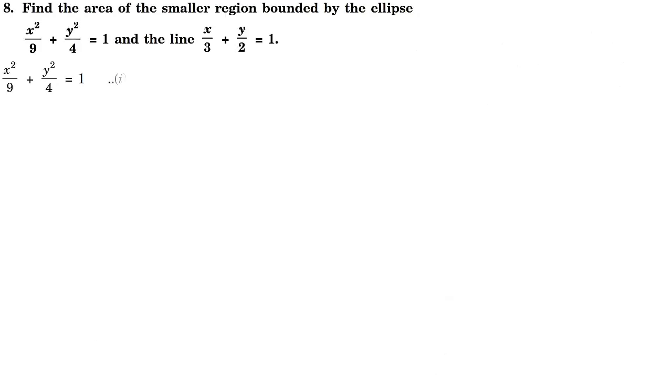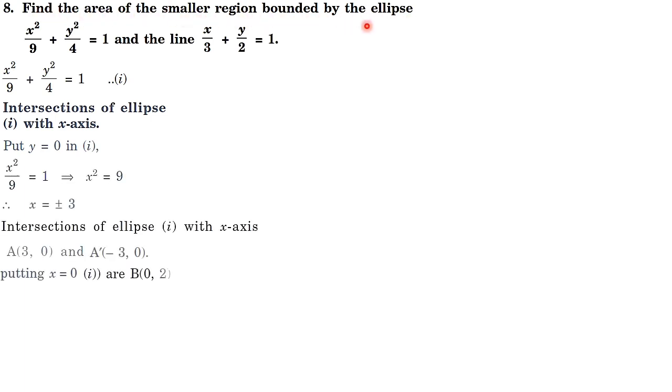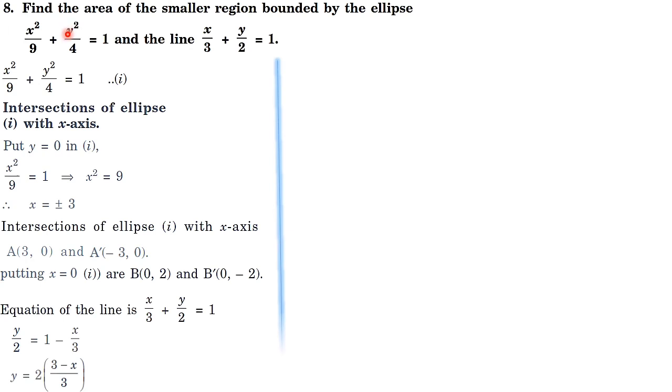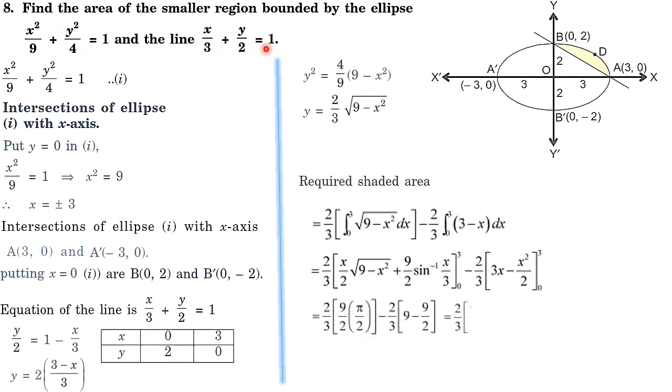Next we shall discuss the 8th question. The question is: find the area of the smaller region bounded by the ellipse x square by 9 plus y square by 4 is equal to 1 and the line x by 3 plus y by 2 is equal to 1. So here this is an ellipse, x square by 9 plus y square by 4 equal to 1.